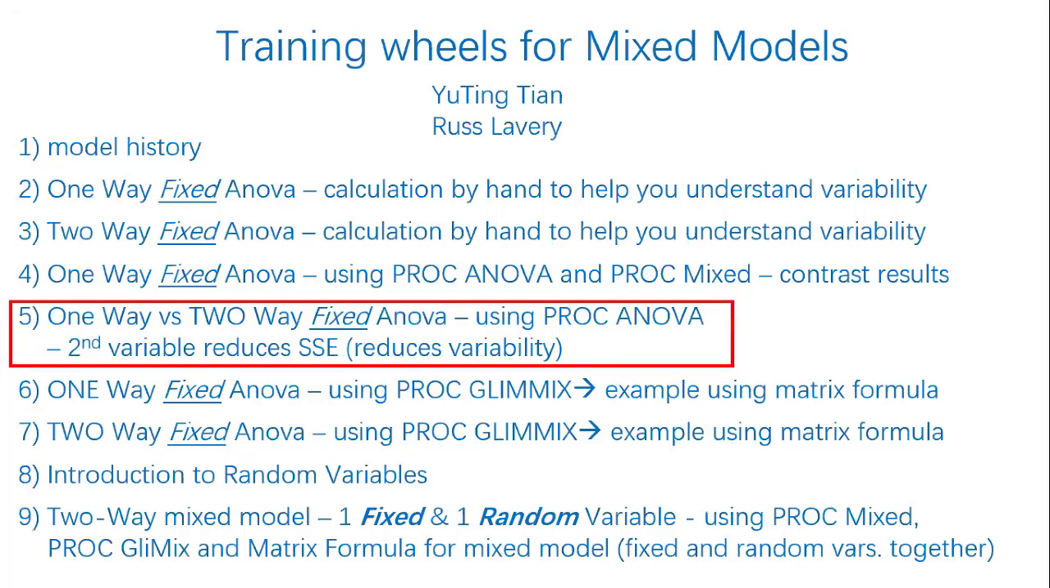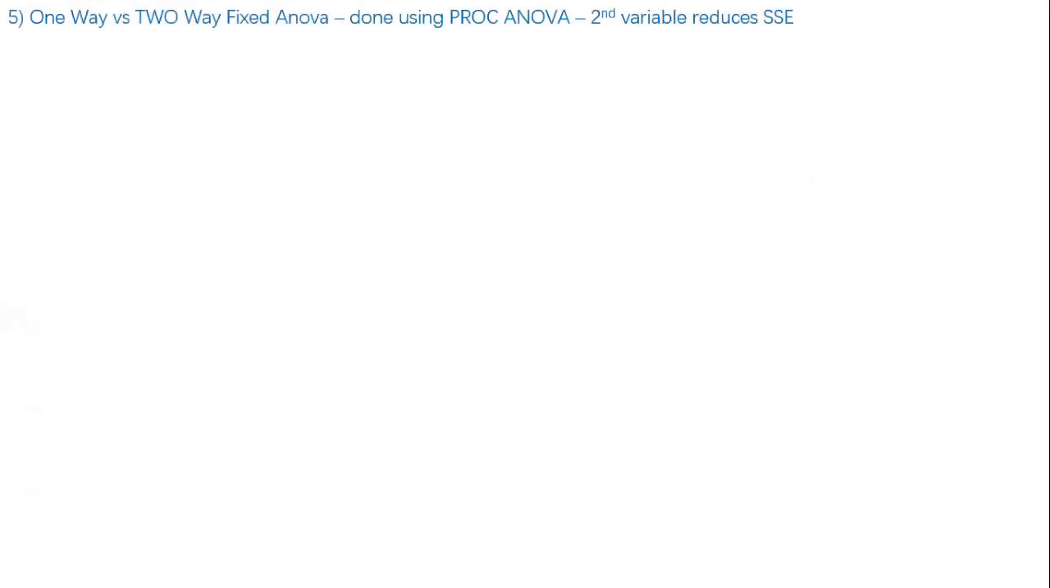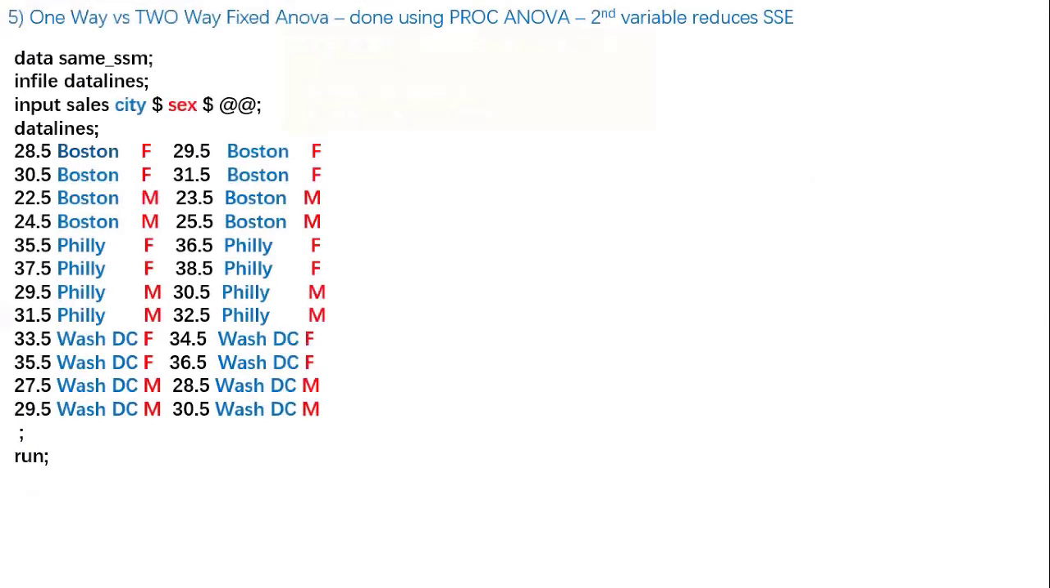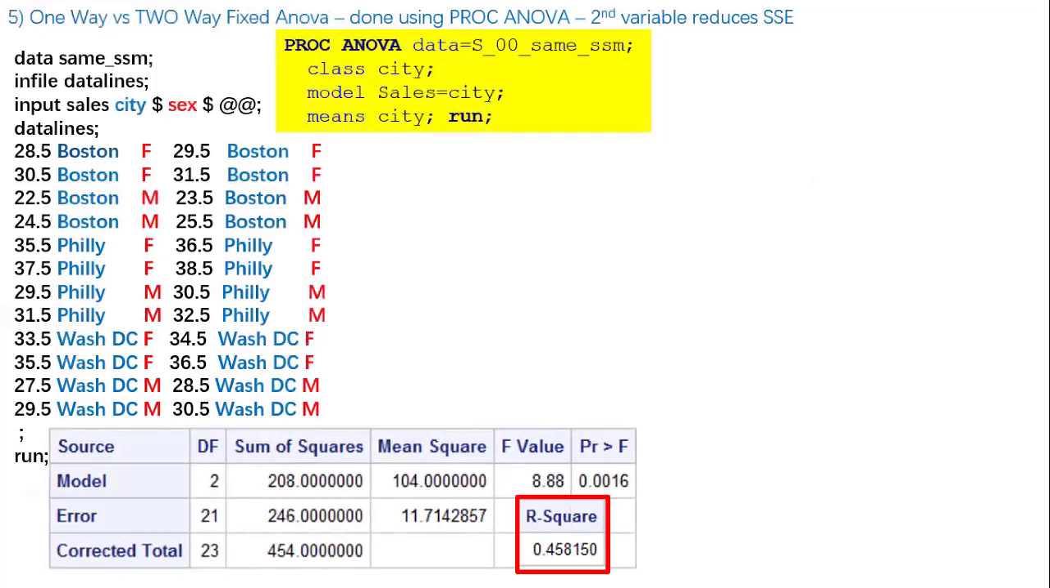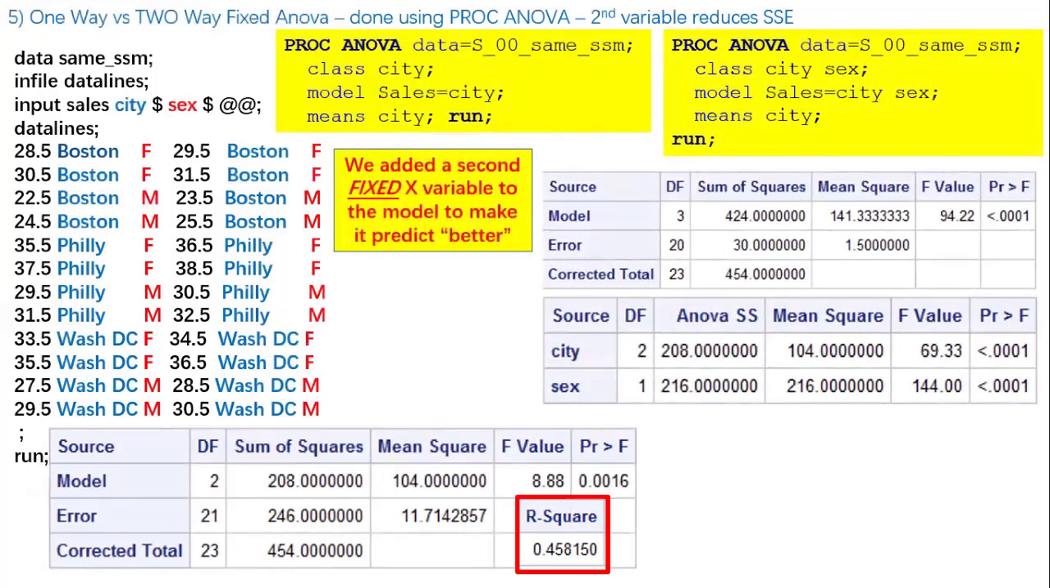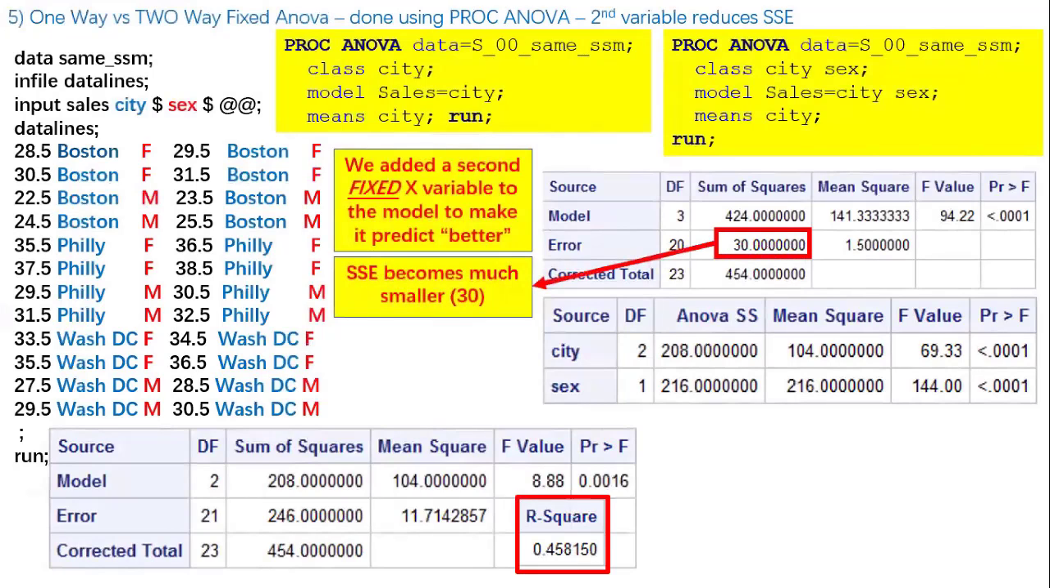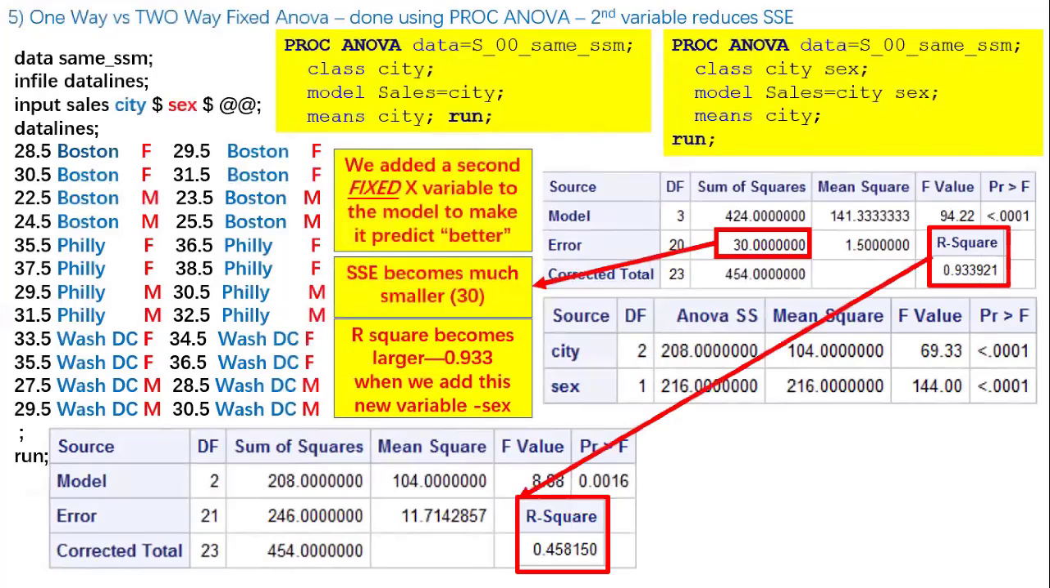I use proc ANOVA and I find the second variable will reduce sum square of error. This is our data. First, I use proc ANOVA and the city is a fixed variable. Next, we add a second fixed X variable to the model to make it predict better. So from the output in SAS, we can see the sum square of error becomes much smaller, not just 30. R square becomes larger, 0.933, when we add this new variable sex in our model.